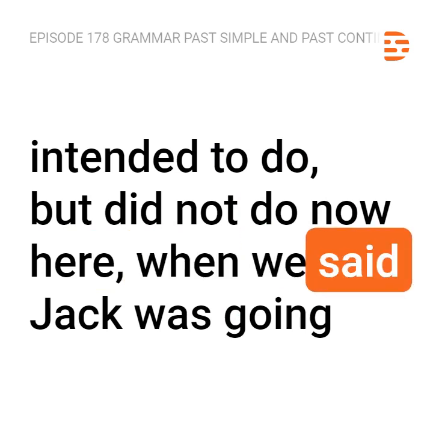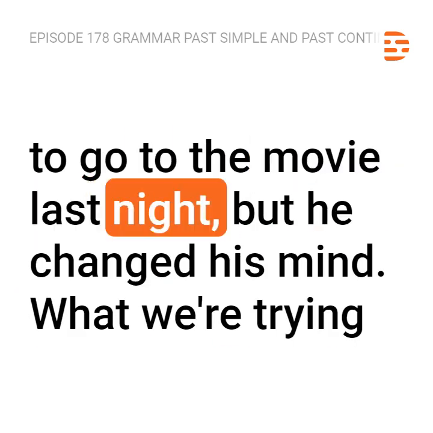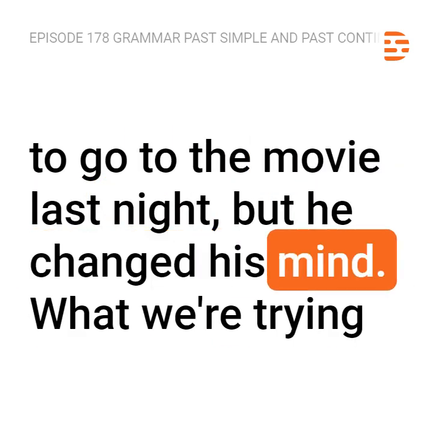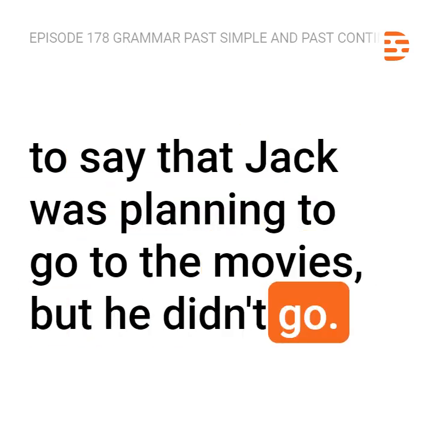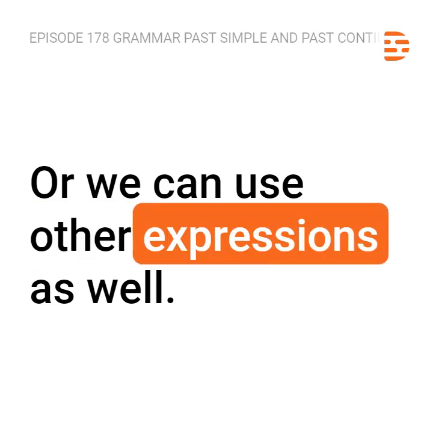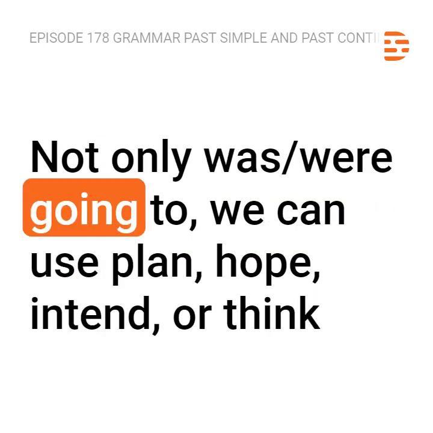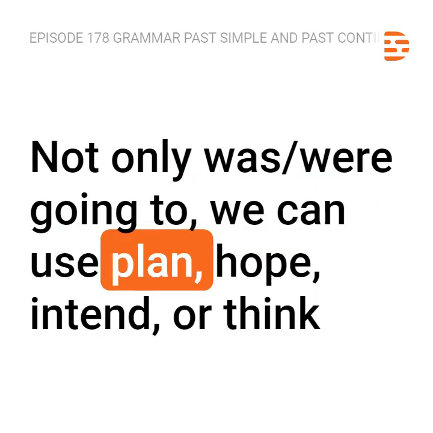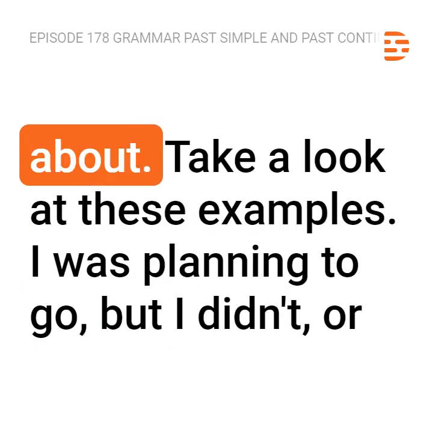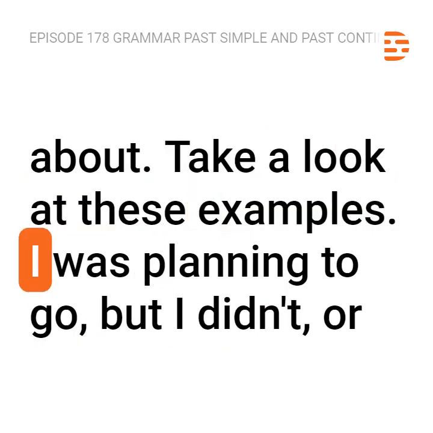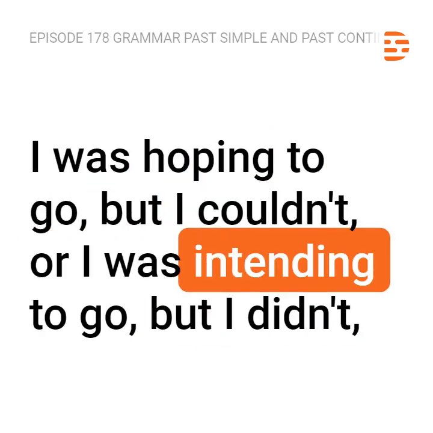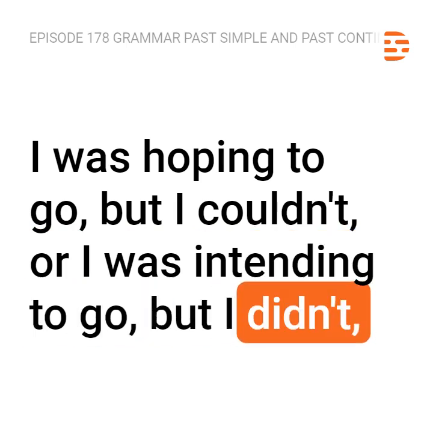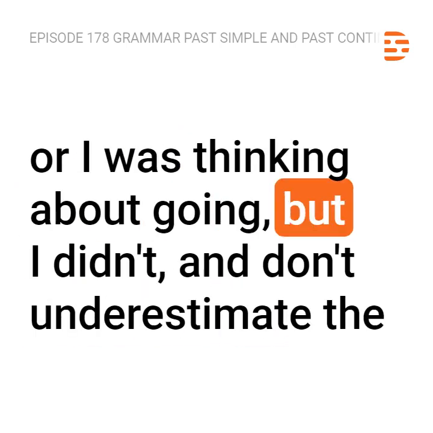Now, here, when we said Jack was going to go to the movie last night, but he changed his mind, what we're trying to say is that Jack was planning to go to the movies, but he didn't go. Or we can use other expressions as well, not only was, were, going to. We can use plan, hope, intend, or think about. Take a look at these examples. I was planning to go, but I didn't. Or I was hoping to go, but I couldn't. Or I was intending to go, but I didn't. Or I was thinking about going, but I didn't.